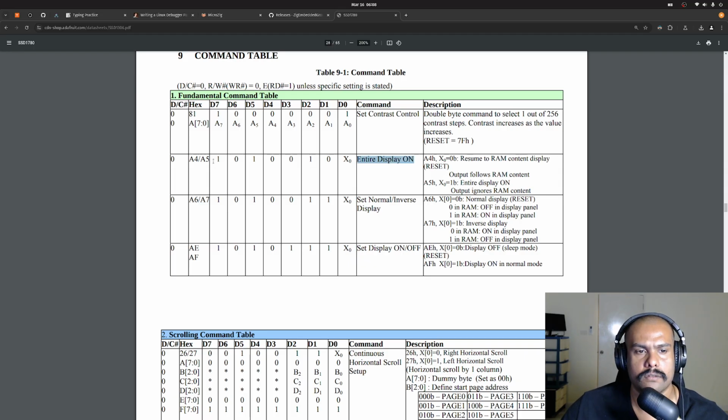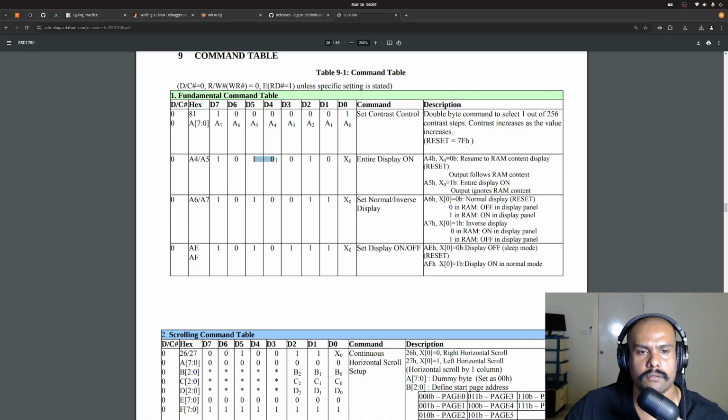Okay, so I just need this to turn the display on. What is this? X0. X0 is one, entire display on. Oh, okay. I think I know what it means. I think H might be high. So A4, A5. Yeah, okay.